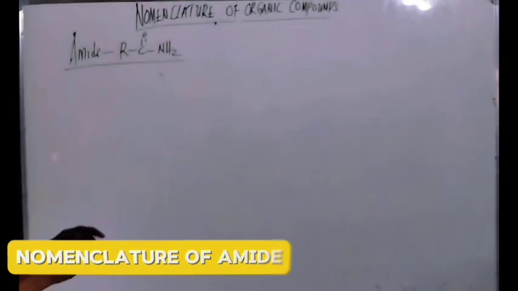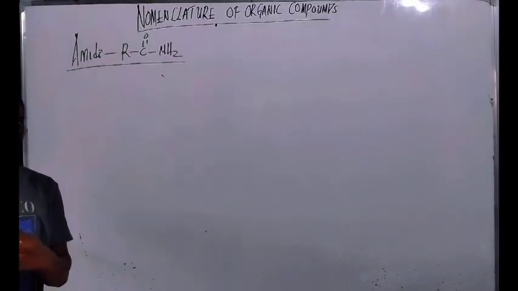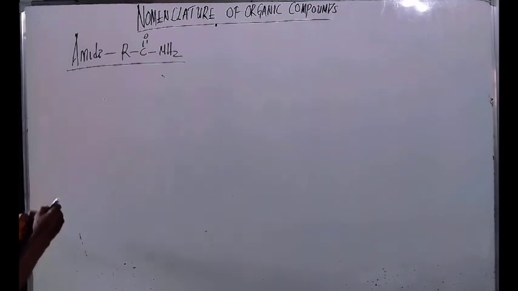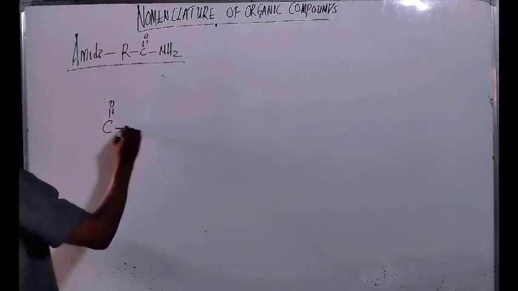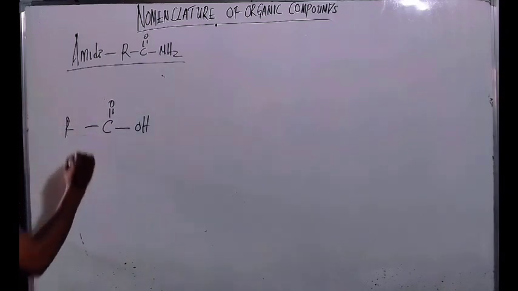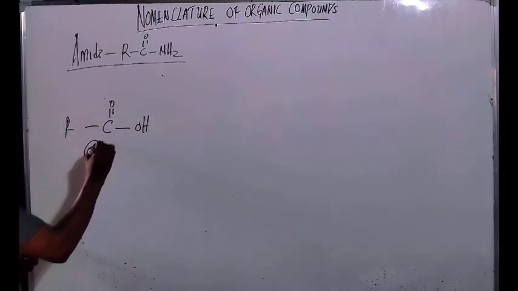Now, the amide functional group is derived from carboxylic acid. They are derivatives of carboxylic acid. Now remember, carboxylic acid is like this, right? This is called carboxylic acid.